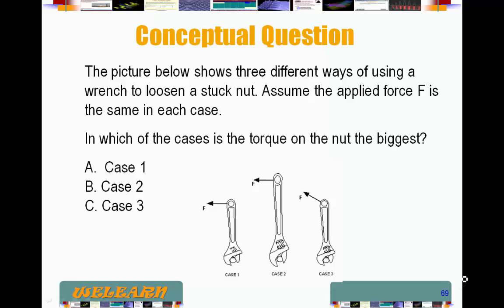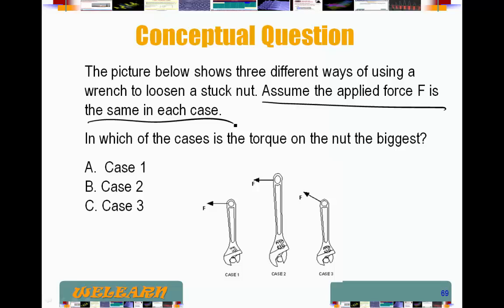Let's look into these examples. So we have several adjustable wrenches here, and we are trying to loosen a stuck nut. Now, assuming that the applied force is the same in each case, the question is, which case results in the largest torque?